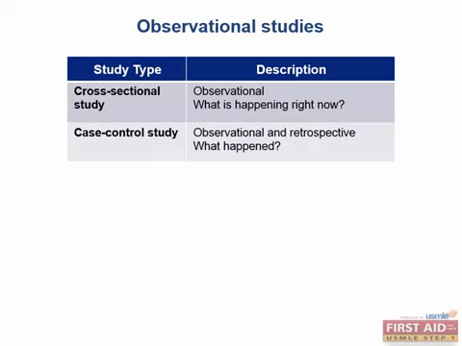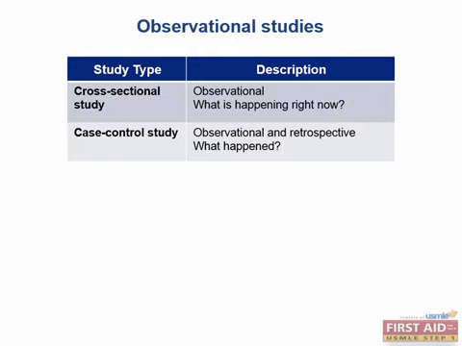A case control study asks what happened. Because it is observational and retrospective, it looks into the past and compares a group of people with disease to a group of people without disease. The cases are the subjects with disease, while the controls are the subjects without disease. And in a case control study, you are analyzing previous exposure.